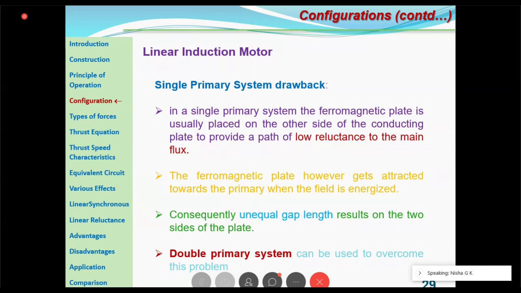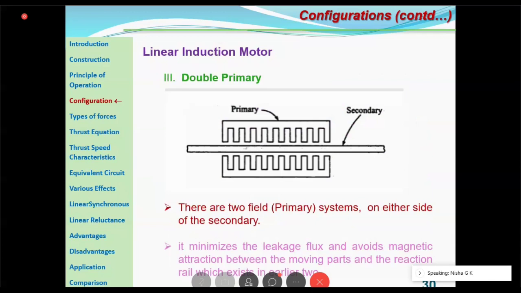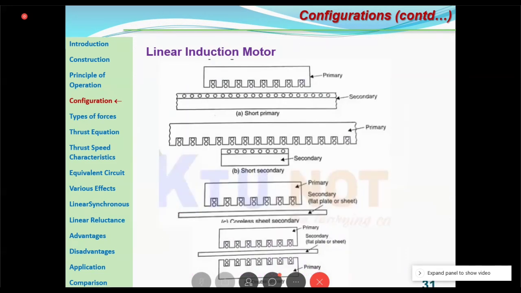So in the double primary system, you are having a primary and a secondary, that means two primary sides are there on either side of the secondary part. It minimizes the leakage flux and avoids the magnetic interaction between the moving parts and the reaction rail, that is the secondary. And these are the different types: short primary, short secondary, and this one is the coreless sheet secondary, that means no core will be there. And then you are having a double primary, where two primaries can be added.